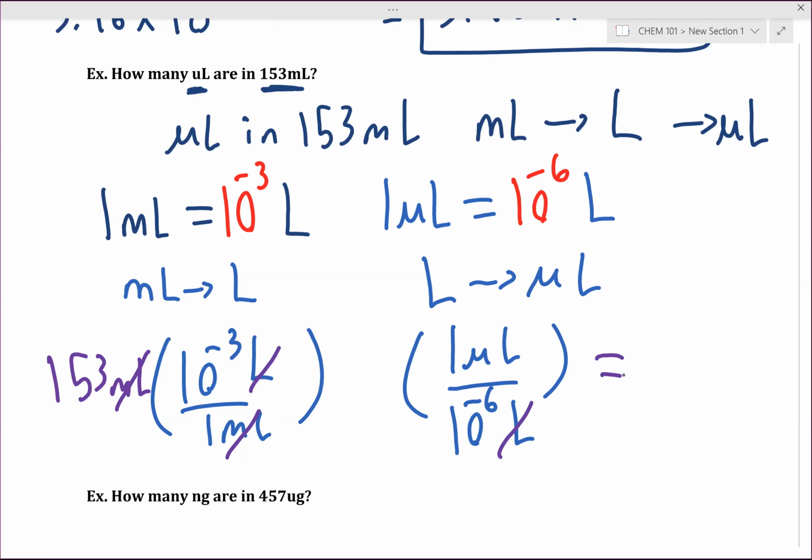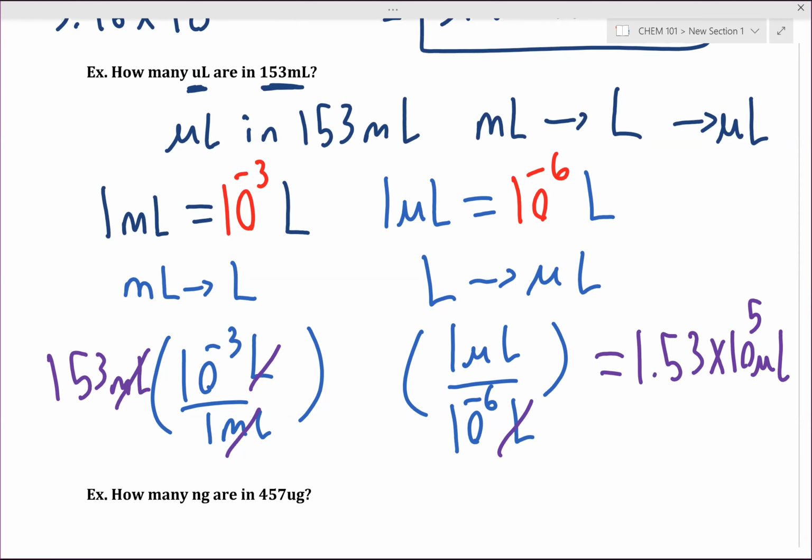Okay. So we have 1.53 times 10 to the 5th microliters. So a microliter is a relatively small quantity.